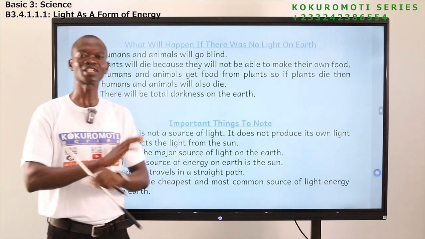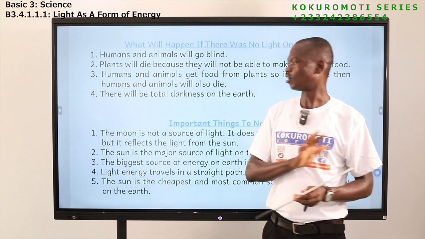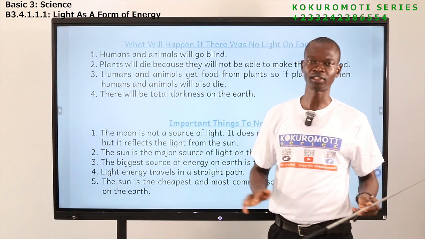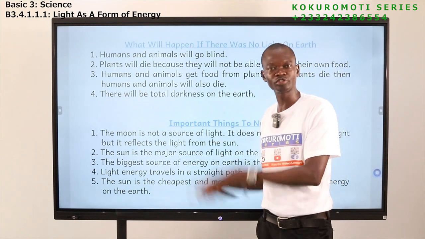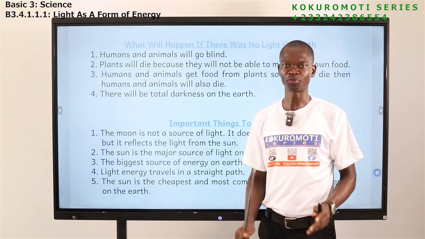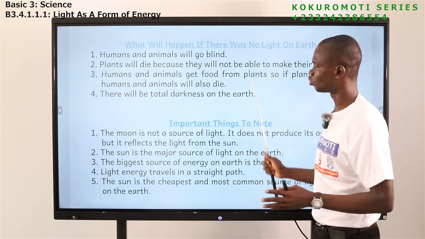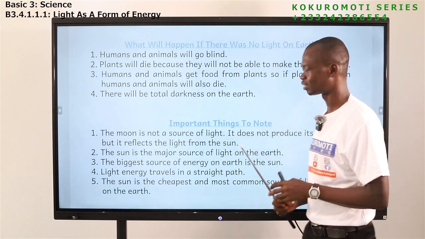There will be what? Total darkness on what? On earth. So if there is no light everywhere, there will be total darkness and no activity can happen because you can't move from the comfort of your room to any other place to work. I hope you get it. So at this point, I want you to know that light is so important. Light is so important. Okay.